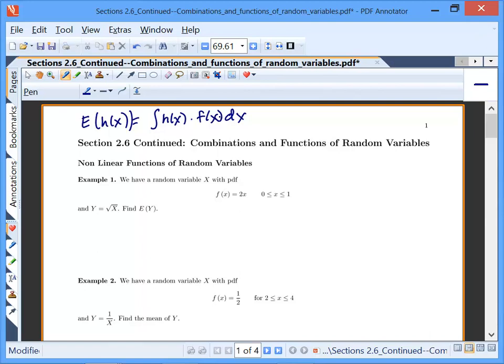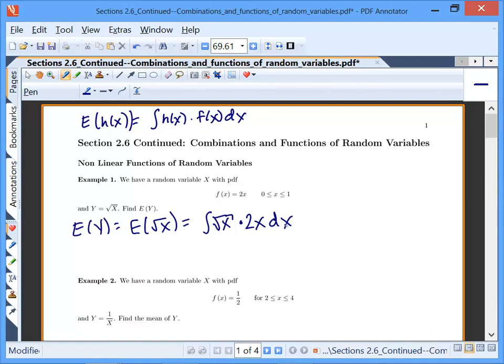So what this means is that if I want to find the expected value of y, which is really just the expected value of the square root of x, all I have to do is integrate, but instead of putting an x here, because I want to find the expected value of x, I put the square root of x and times it by the PDF, which is 2x dx, and integrate it, and I'm going to find my expected value for the square root of x. It makes it very, very simple.